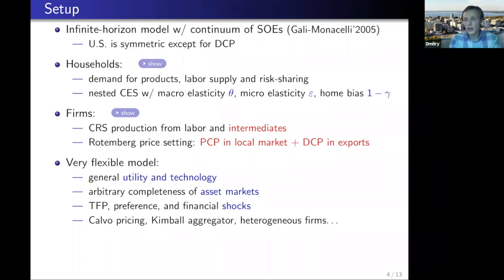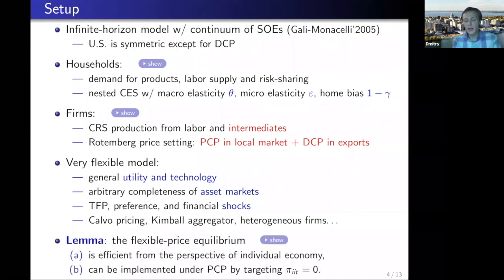What is the benchmark for us? Well, let's suppose that prices are flexible. It turns out that in this case, the competitive equilibrium is fully efficient. There are no externalities, there are no sources of inefficiencies. So the planner will choose exactly the same allocation as prevails in this economy under flexible prices. What is perhaps even more important is that the same allocation can be implemented under sticky prices if prices are sticky in the currency of the producer.